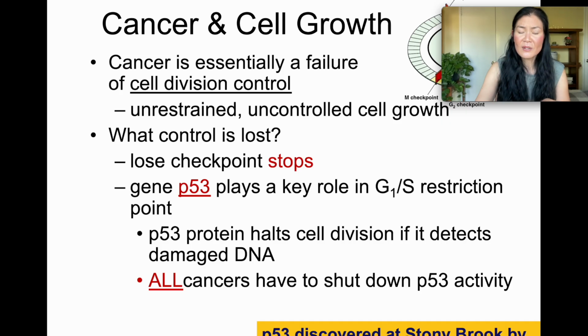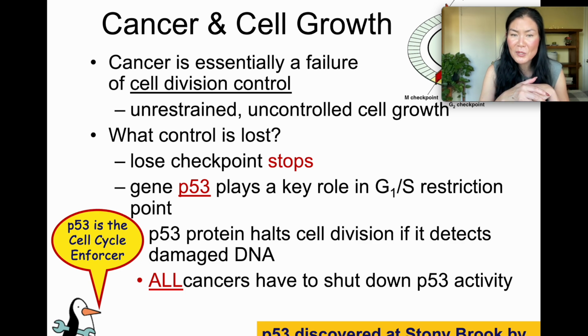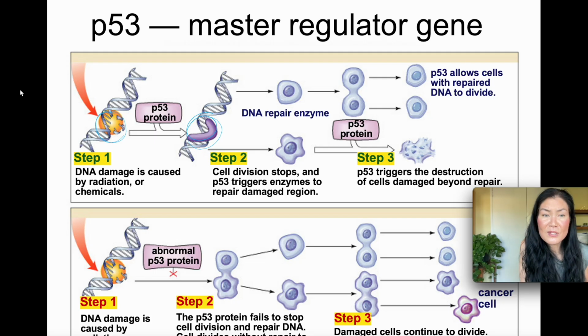All cancers that we know of are usually due to a damaged, mutated P53 gene that's not working, because P53 is so important for the cell cycle to be controlled. So if you do not have a working P53, then your cell cycle enforcer, or the cell cycle control, is no longer functioning. So let's see how P53, this regulator gene, actually works.